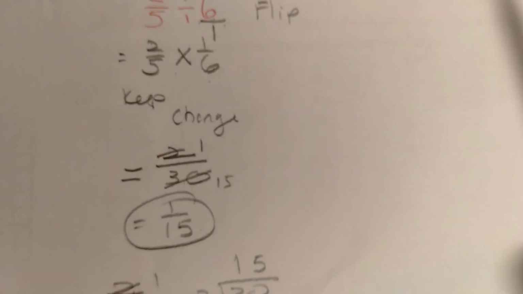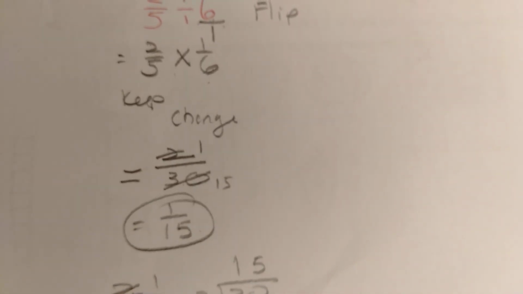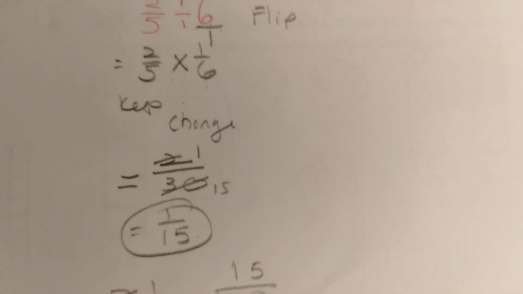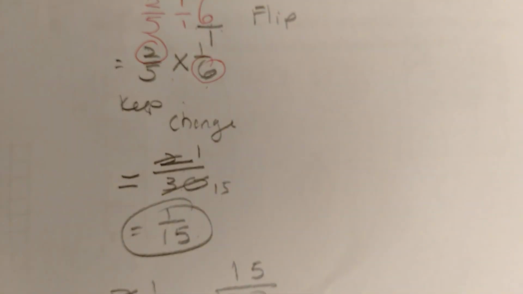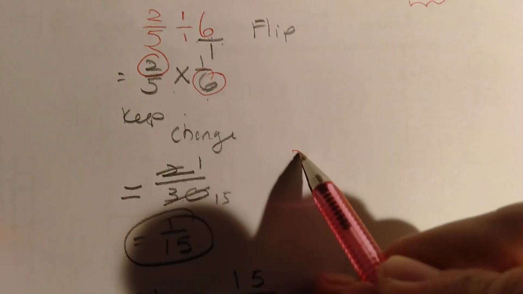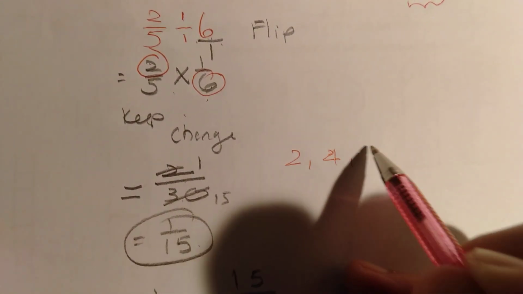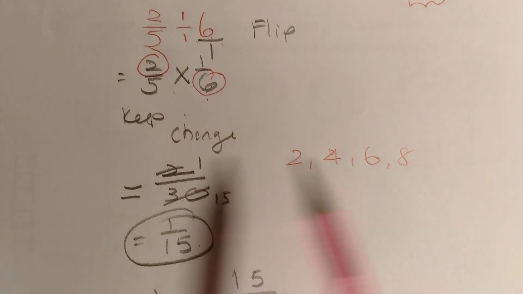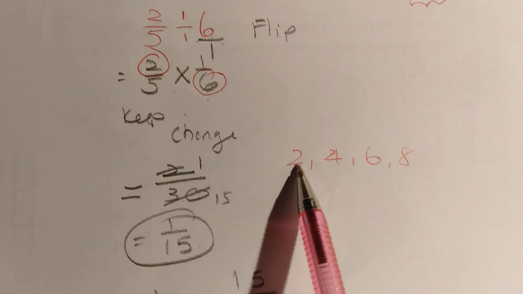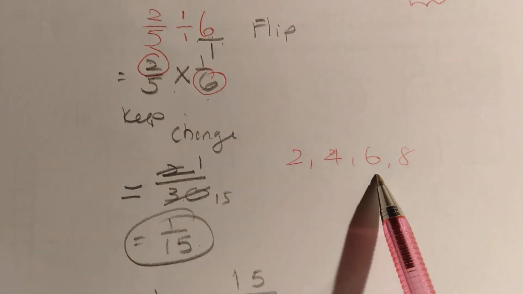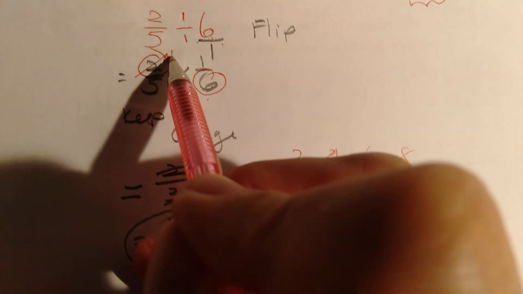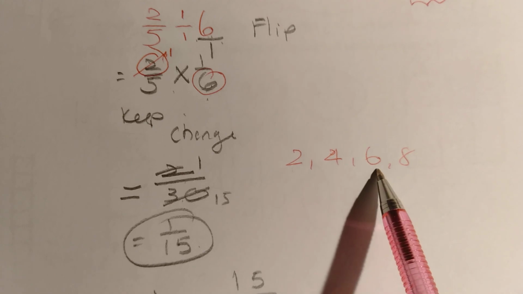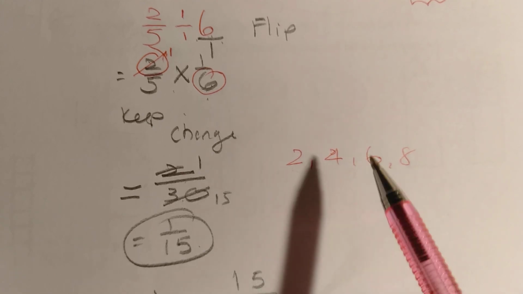Another way is for those who are better at simplifying. Once they get to this, they will compare the numerator and the denominator. Can I simplify this? Yes. See my times table: 2, 4, 6, 8, right? 2 is in the 2 times table. 6 is in the 2 times table. This tells me I can divide 2 by 2 and I get 1. I can divide 6 by 2 and I get 1, 2, 3. I get 3.